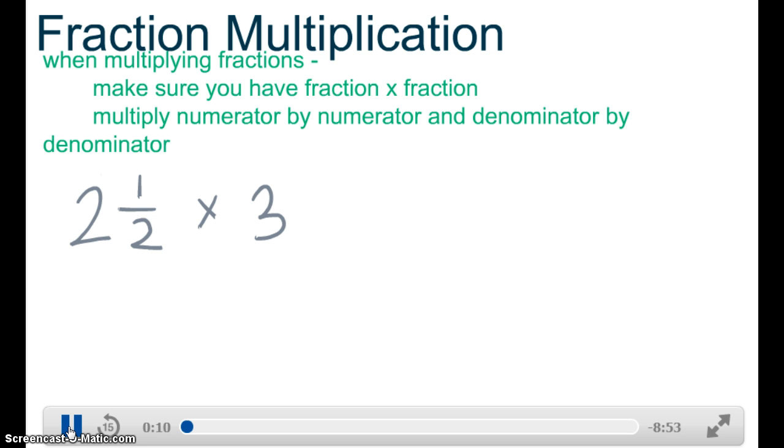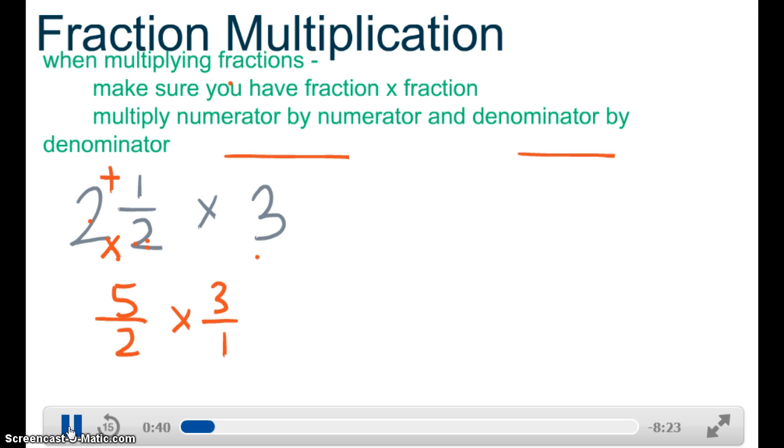Okay, fraction multiplication. Remember, when multiplying fractions, you have to have a fraction by a fraction. Here we don't, but we'll fix that. Then you multiply straight across, numerator by numerator, denominator by denominator. So we are going to first get a fraction. 2 times 2 is 4, plus 1 is 5. Keep the same denominator. Times 3, all whole numbers are whole numbers over 1. Now we multiply straight across, 15 over 2.